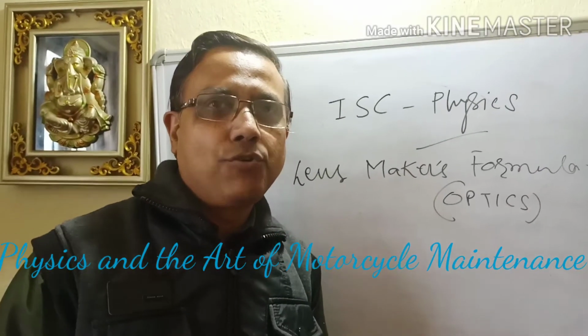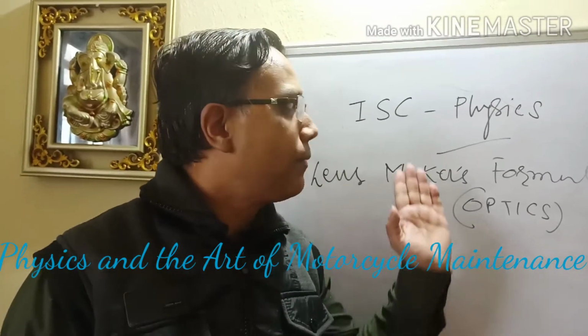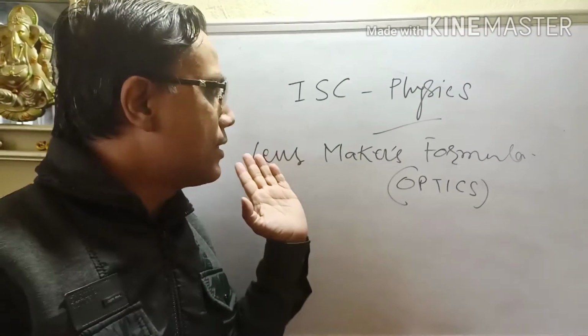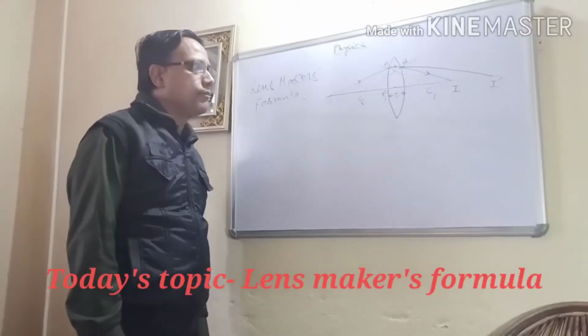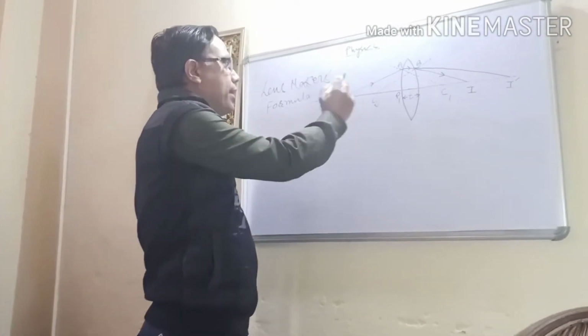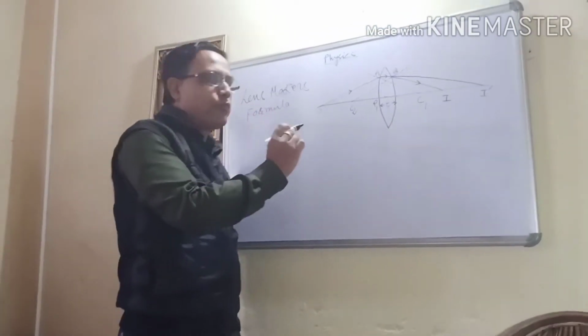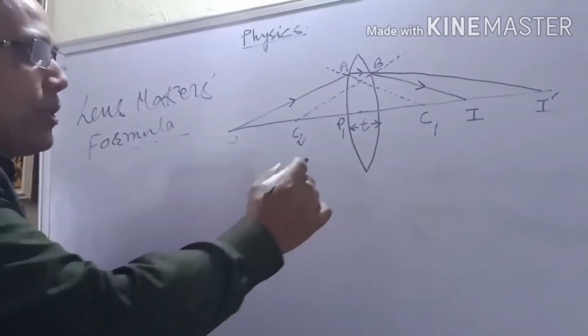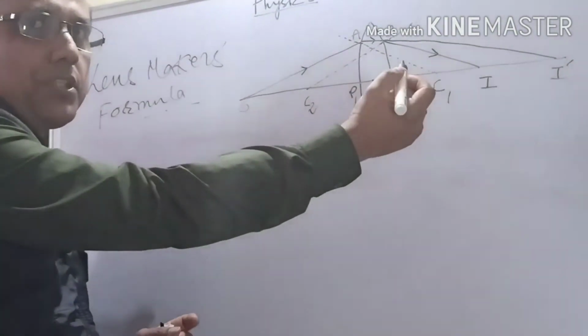Hello viewers, today we'll do one particular topic from the ISC Physics Optics chapter, and the name of the topic is lens maker's formula. Now, in order to derive the lens maker's formula, we first have to use a few symbols to understand what is the object distance and what is the image distance.